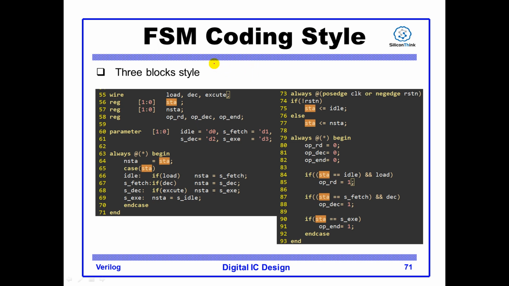Okay, in this section we will go on with finite state machine. There are typically 3 types of coding style for FSM. The 3 blocks style. Yeah, we have seen it in the 6 detection example. That is, you use 3 always blocks to code the function.